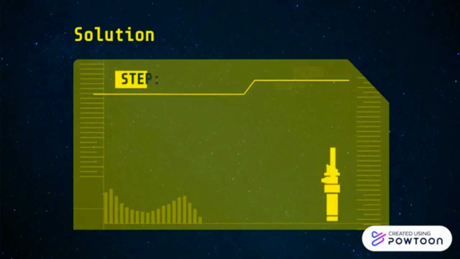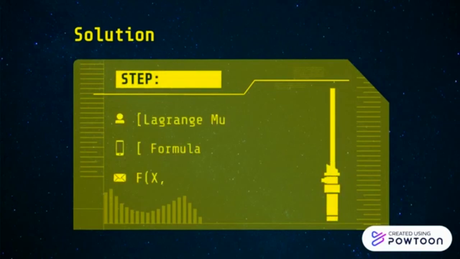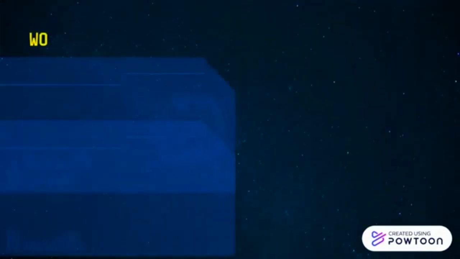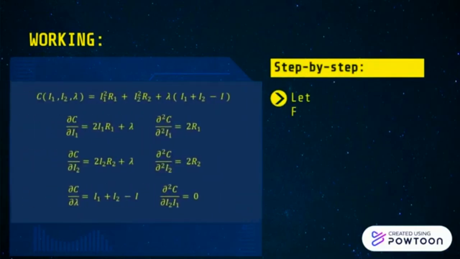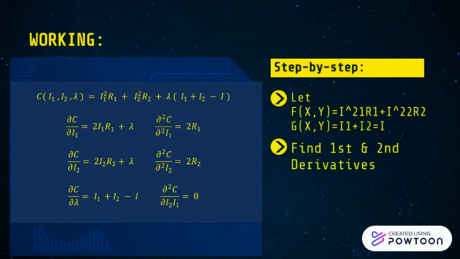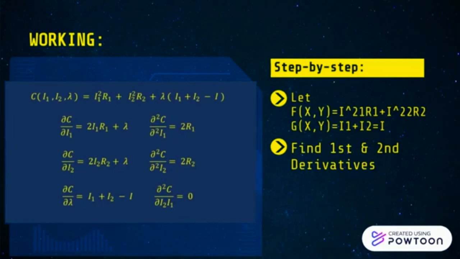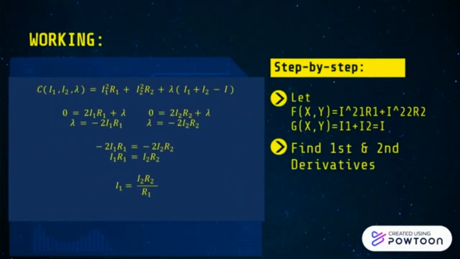To find the minimal energy loss, we also use the Lagrange multiplier method. Firstly, we will find a new equation by using the energy loss function and constraint function with Lagrange multiplier lambda. Then, we will find the first derivative and second derivative of the function. We set the first two equations to 0 and then we solve for lambda. Then, we will find the value of I1 in terms of I2 to solve the equation for delta C over delta lambda.